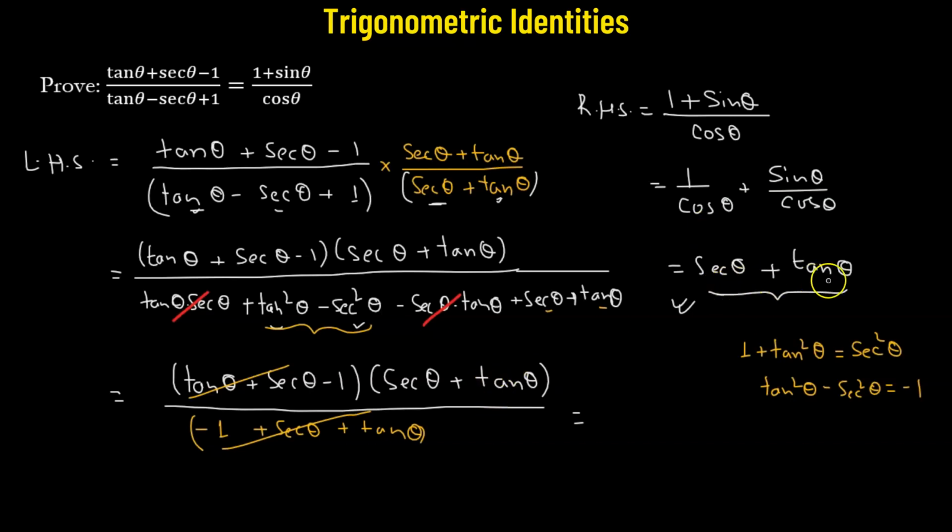And we know that secant theta plus tangent of theta is nothing but (1 plus sine theta) divided by cosine theta. Now that means we have successfully obtained the right hand side, and we can say that the left hand side of our equation is equal to the right hand side, hence proved.